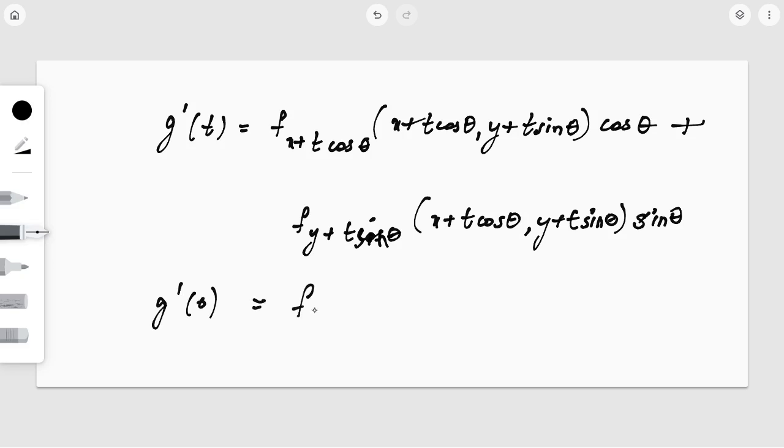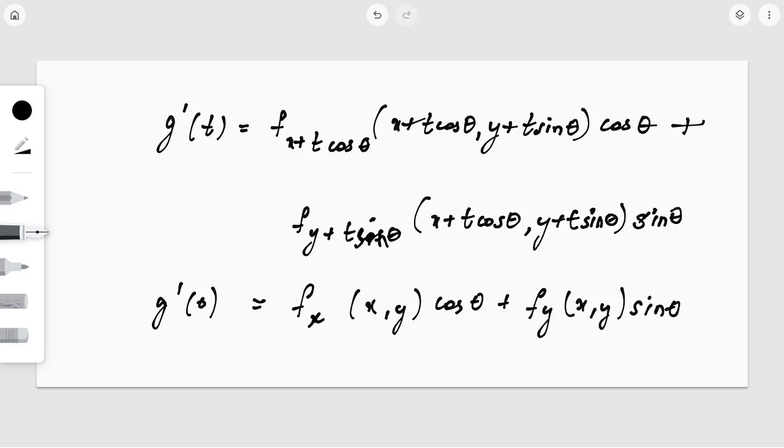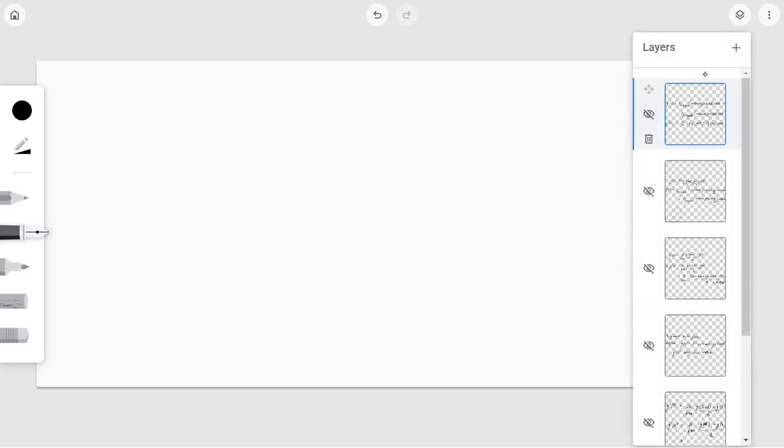That is, we have to put t equal to 0 in this above equation. That will be fx, t is 0, so this is 0, fx x comma y cos theta plus fy x comma y sine theta. Now what we are going to do is, we are going to equate these two equations.